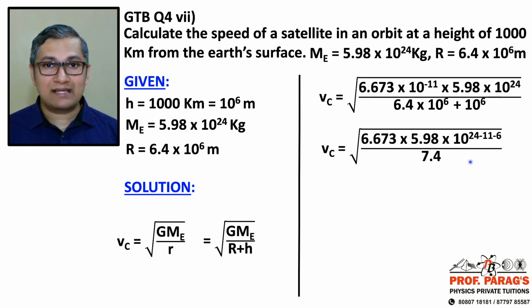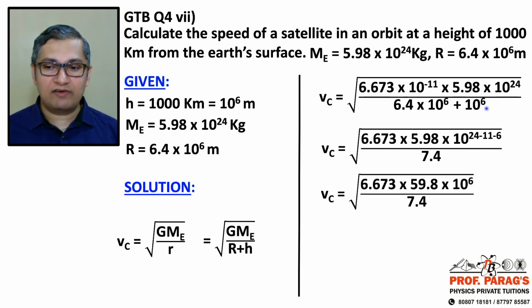Then 10 raised to 6, which was taken common, goes in the numerator and becomes minus 6. And I'll just write 24 and minus 11 together. So I have 10 raised to 24 minus 11 and minus 6, and all the numbers as it is, 6.673 and 5.98. Again, this can be simplified as 24 minus 11 minus 6 will give me 10 raised to 7. But since I want to take square root, I can't easily take the square root of 10 raised to 7, but I can very easily take the square root of 10 raised to 6. So let's write it as 10 into 10 raised to 6, and that 10 when multiplied to 5.98 becomes 59.8. Now the square root of 10 raised to 6 is simply 10 raised to 3, and the remaining part, please pause the video here.